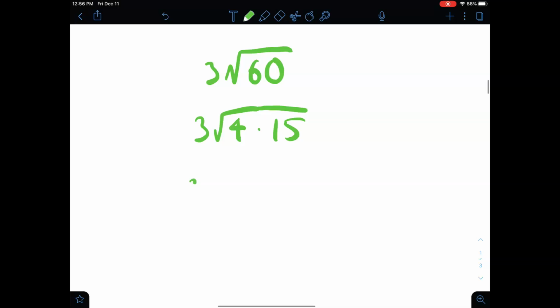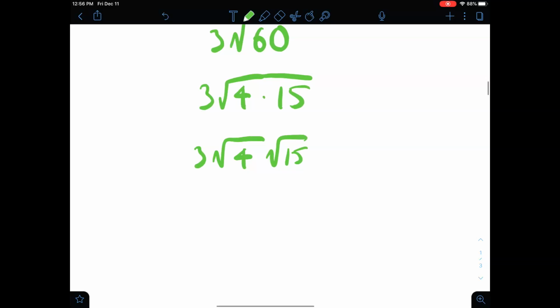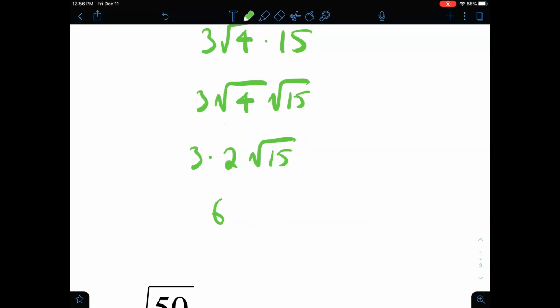Now we can split that into two smaller square roots. So we got 3 square root of 4 times square root of 15. And 3 times square root of 4. Square root of 4 is 2. And we get 3 times 2 is going to be 6. And we get 6 square root of 15.